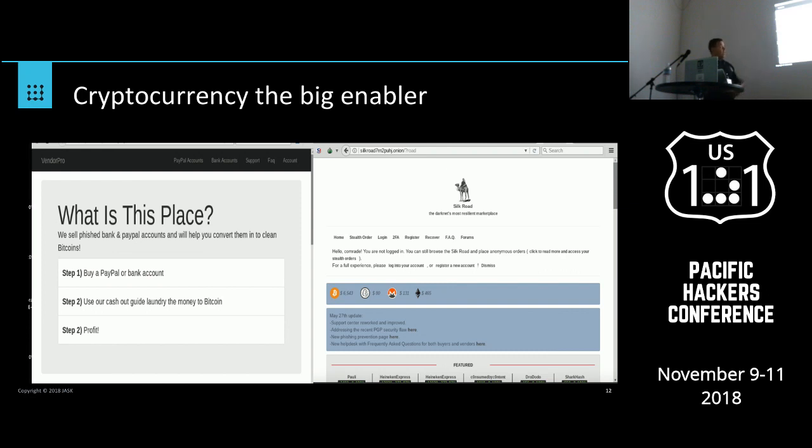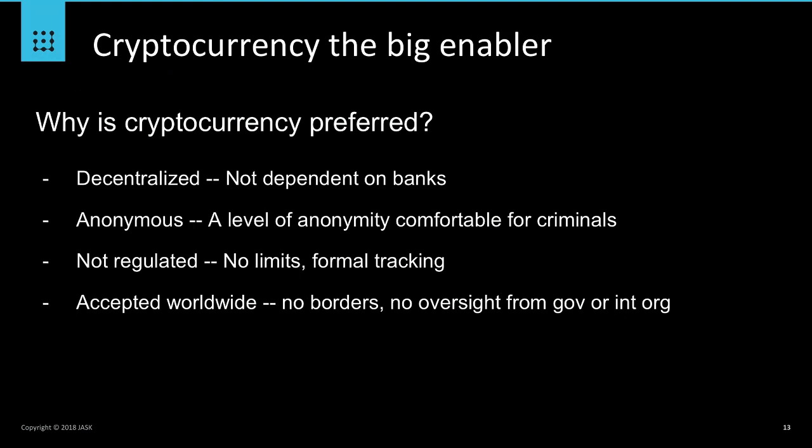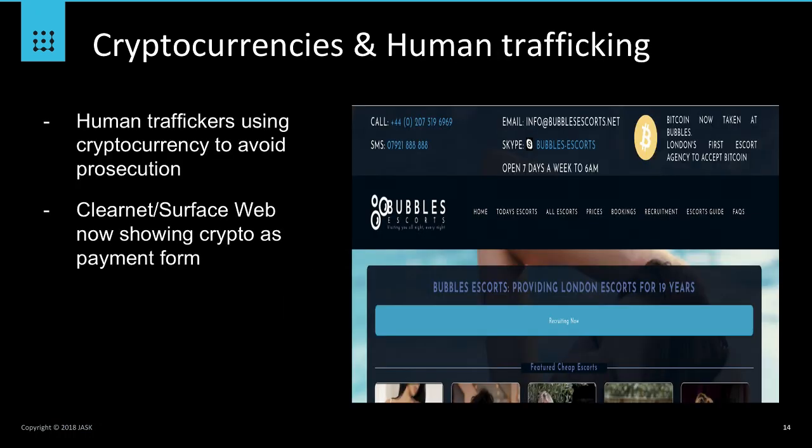So this, along with Backpage, I think was part at one point of the data that was looked upon. They go together, unfortunately, because it gives the criminals a level of anonymity that is comfortable. So why cryptocurrency? Pretty quick. Because it's decentralized, it doesn't depend on banks, it's anonymous, or at least has a level of anonymity. It's not regulated, there are no limits in number of transactions, no limits in quantity, no formal tracking, and it's accepted worldwide. No borders, no oversight from government or international organizations. So human traffickers use cryptocurrency to avoid prosecution. The ClearNet surface web is showing crypto as a payment form, like we thought.